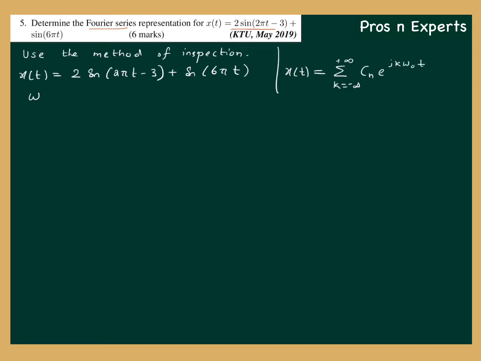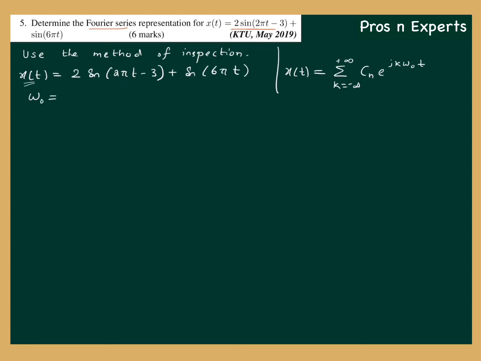Every continuous time periodic signal, like our question signal, can be expressed like this: x of t equal to sigma c n e raised to plus j k omega 0 t. Now you can see omega 0 here, which is nothing but the angular frequency of the given signal, whatever signal we are representing using the Fourier series. So that's why I'm finding the angular frequency of our given x of t.